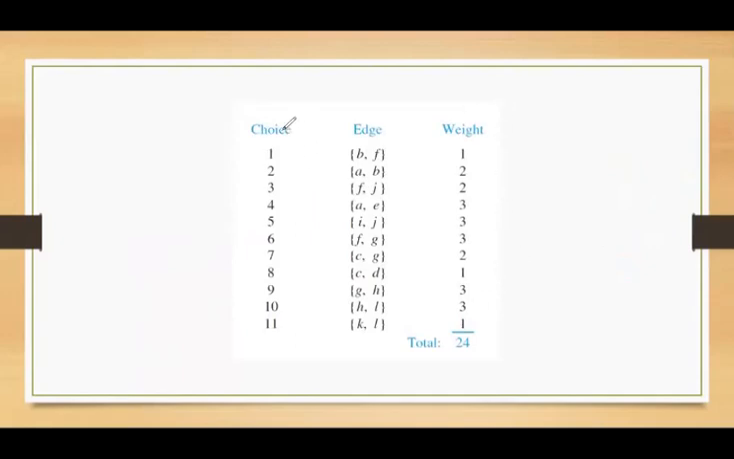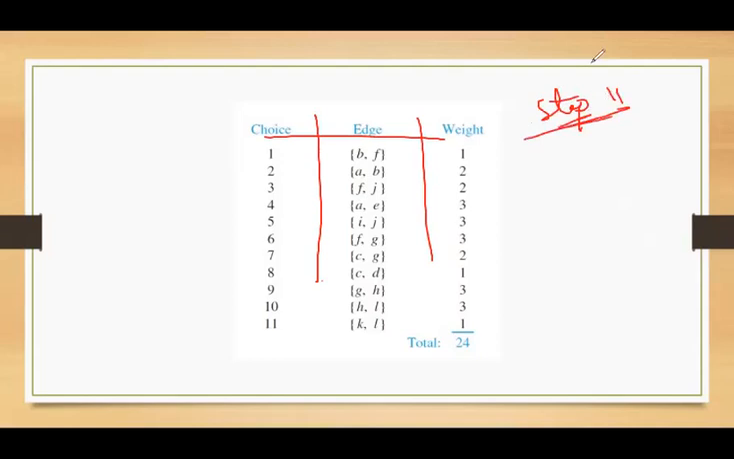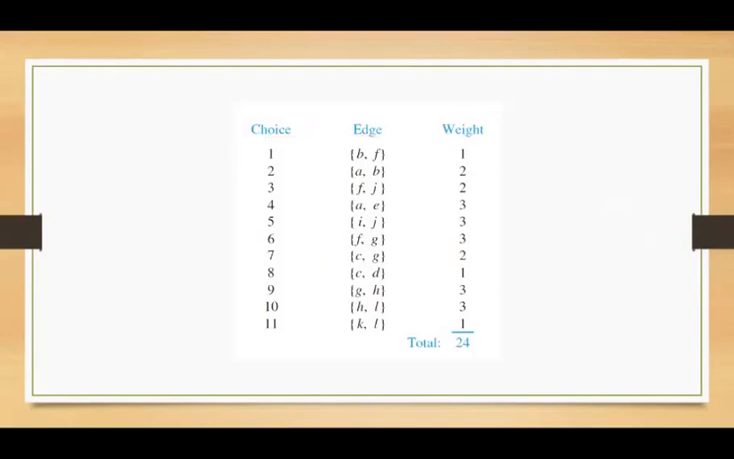Now after that, you have to write the first choice, which edge and what is the weight. This is the way you are supposed to create a table. In the table, you can write it step by step, and totally you will have 11 steps for your diagram. I drew it directly, but you are supposed to have 11 steps for your diagram. Now with respect to this, let's see the algorithm.